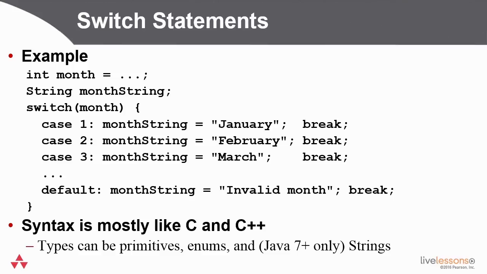Java also has switch statements, which are like compact if-then-else statements comparing against a specific value. So you supply a value that you want to test. In this case, month here is a number. If the number is equal to 1, it does the first thing. If the number is equal to 2, it does the second thing. If the number is equal to 3, do the third thing, and so forth. So it's like an if-then-else, it's just more compact.